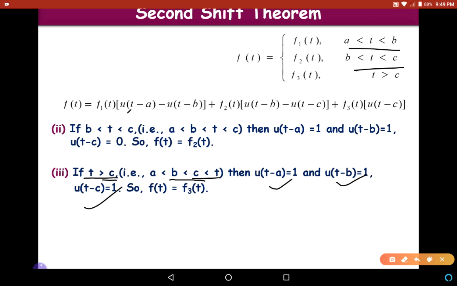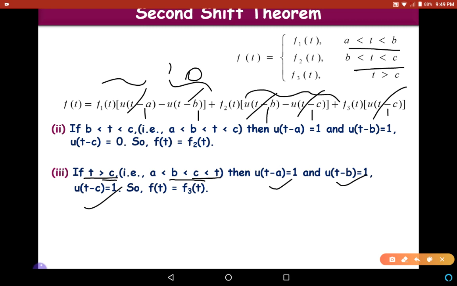Now, substitute here. This is 1, this is 1, this is 1, this is 1 and this is 1. So this becomes 0, 1 minus 1 becomes 0. Even this function becomes 0, and this is f3 of t. Therefore, for t greater than c, that is in the third case, f of t is equal to f3 of t.